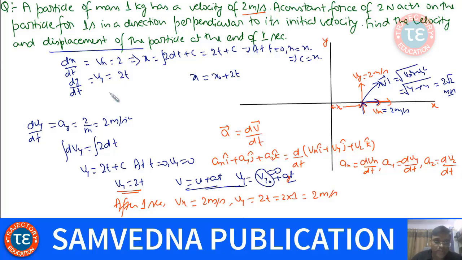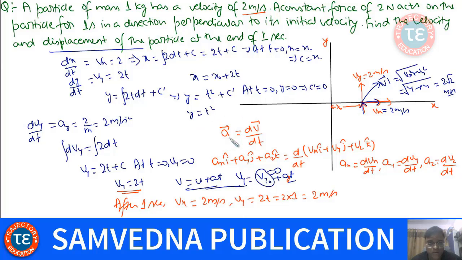And from here, what do we have? Y equals to integral of 2t dt plus some constant. So that will give you y equals to t square plus c dash. And at t equal to 0, your y is 0, y coordinate is 0. So that gives you c dash equal to 0. So y is t square.